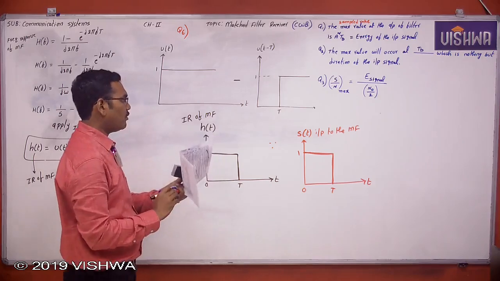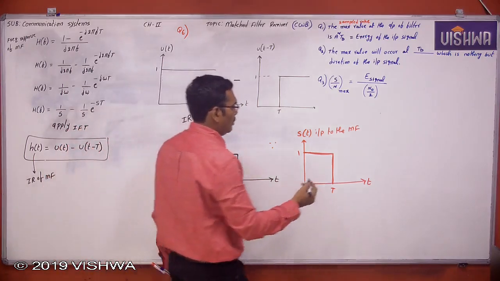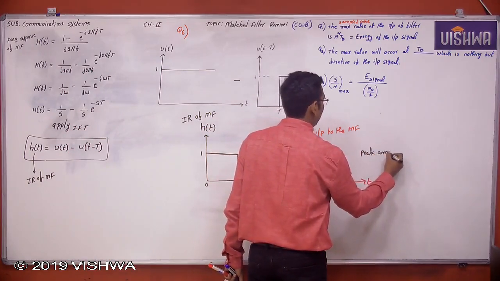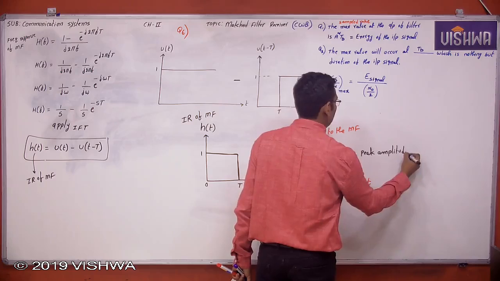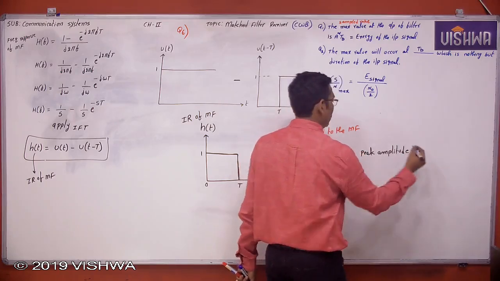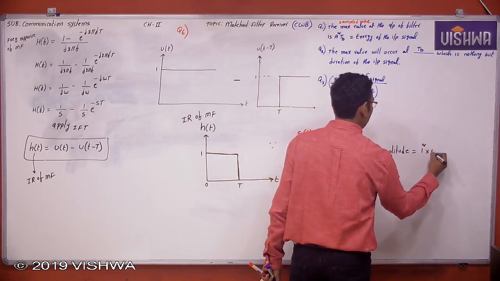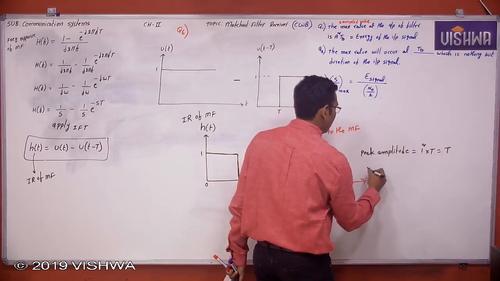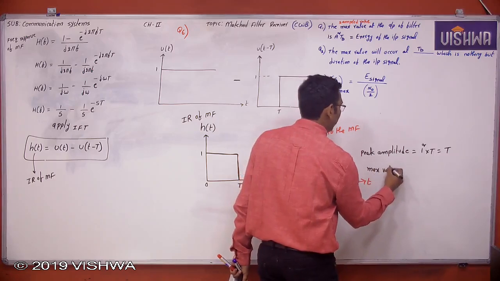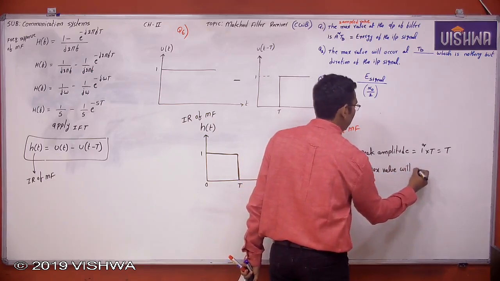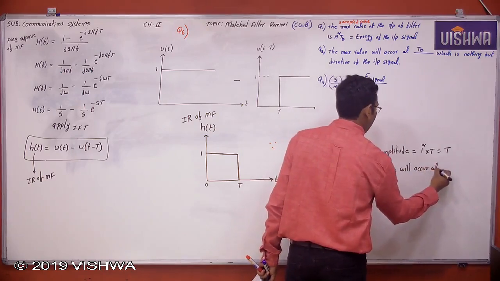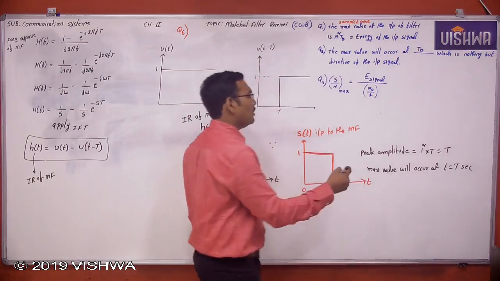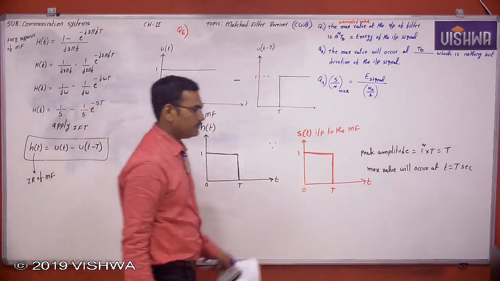Now there may be questions asked here. The peak amplitude is nothing but the energy of the input signal, A square into T, which is equal to T. The maximum value will occur at t equal to capital T seconds, which is the duration of the input signal. Okay, no doubt.